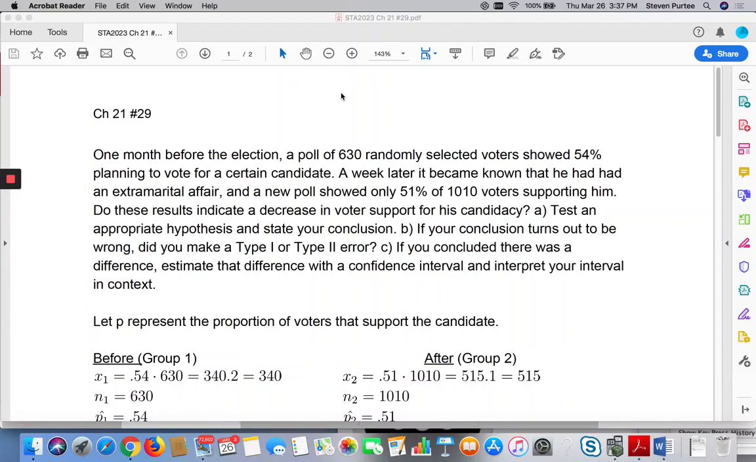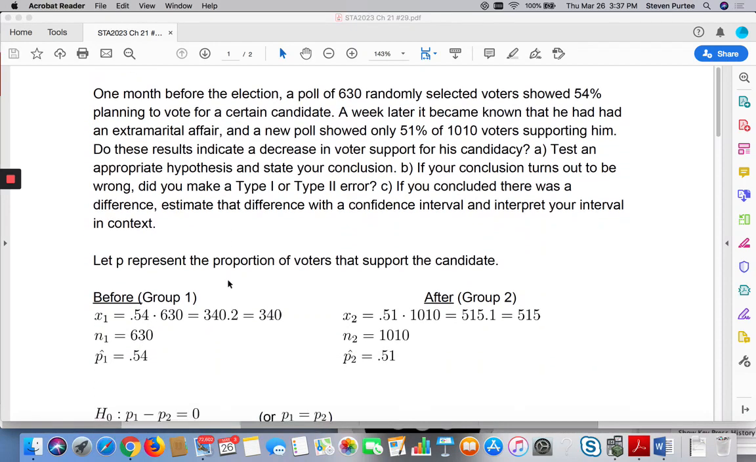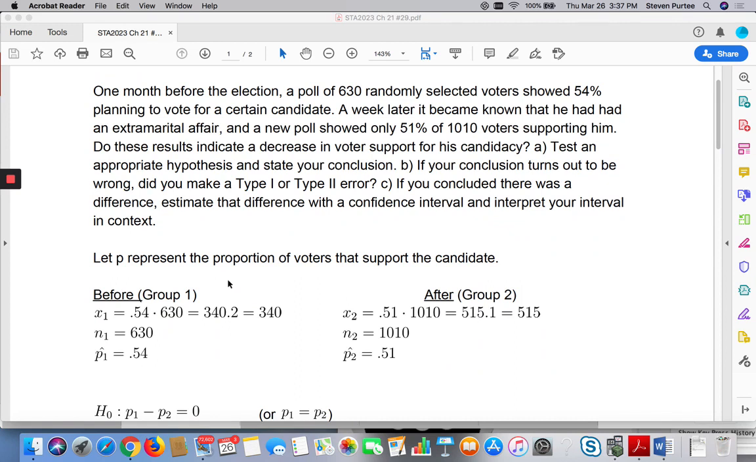Let's do this two proportion hypothesis test example. This is number 21 or number 29 from chapter 21 in your book. Go ahead and pause and read this. Okay, the first thing we're going to do, always, every single time, you must write this.